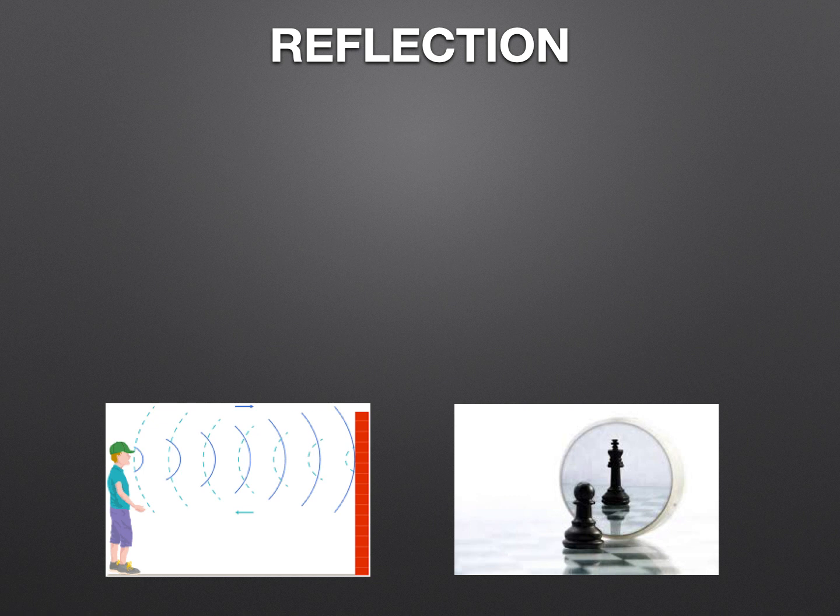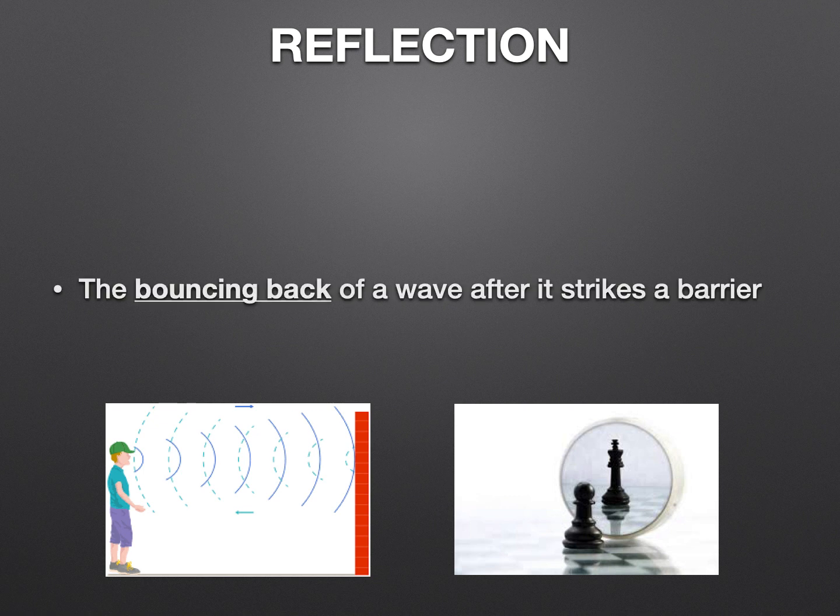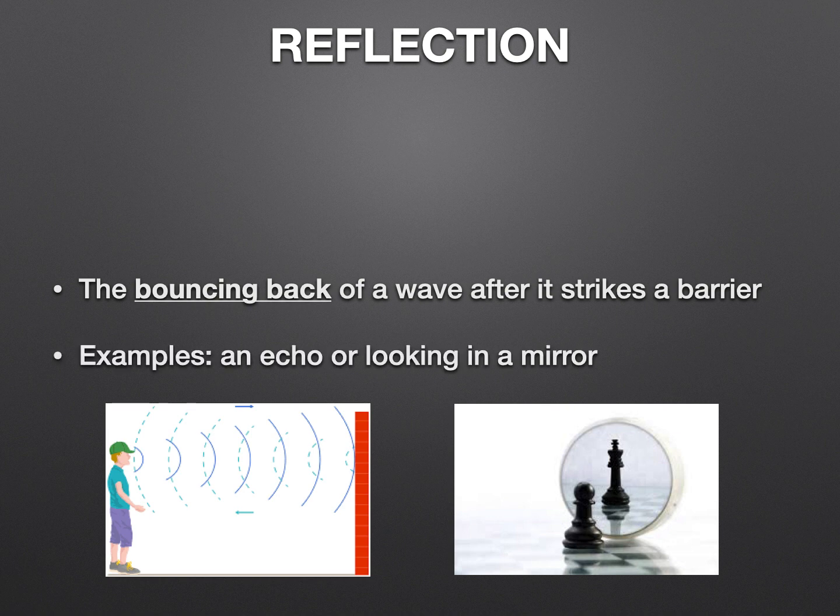The first wave behavior is reflection. The definition of this is the bouncing back of a wave after it strikes a barrier. My two images are the examples. An echo, like if you're speaking and you hear the echo, that's the bouncing back of a wave off of a barrier. The barrier would be a wall or something like that. Or if you look into a mirror and the reflection comes back and you see your pretty little self in the mirror, that's also the wave using reflection to give you that image.